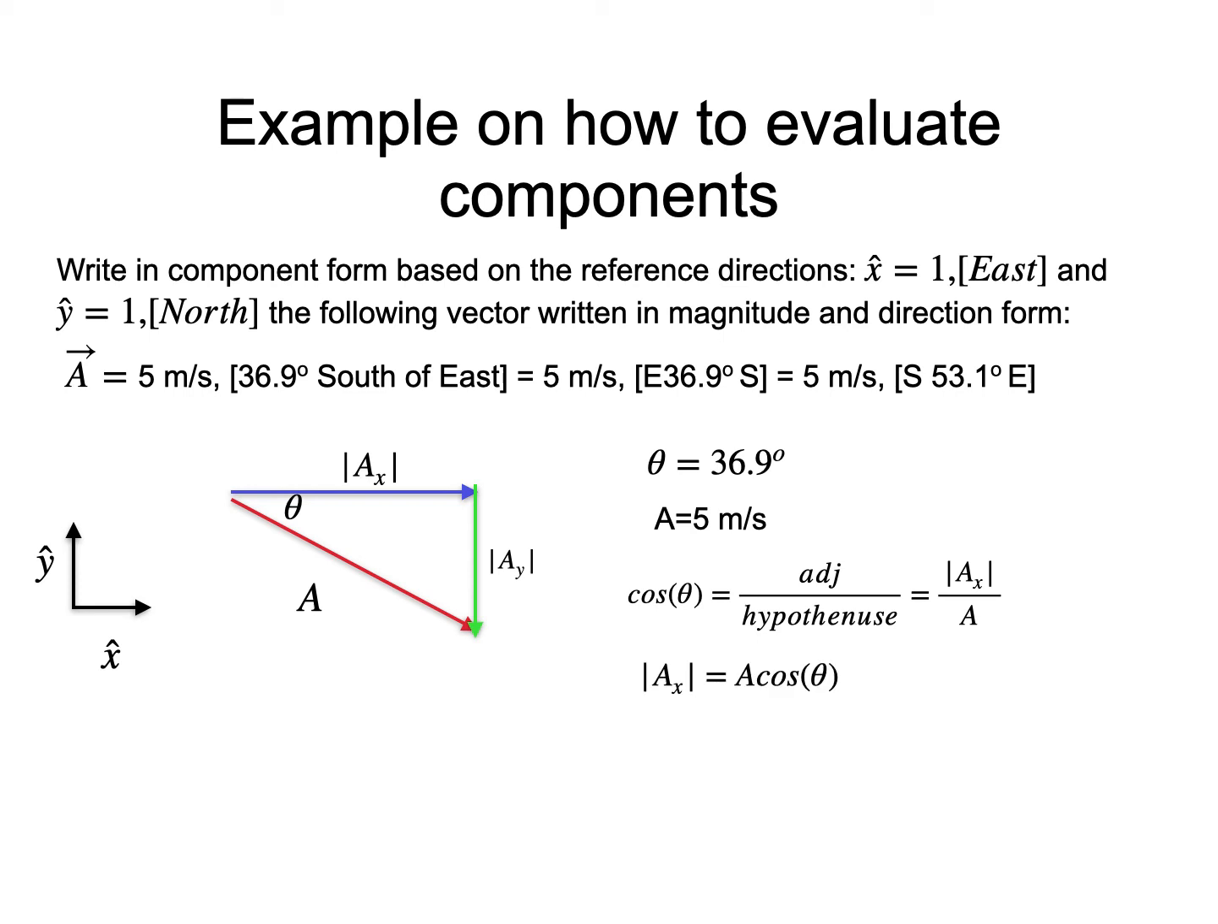To decide about whether AX is positive or negative, you need to compare the direction of the blue vector to the direction of x hat. They are both eastward, so the scalar needed to create the blue vector will have to be positive, which means that AX equals the absolute value of AX. Using that last piece of information, we can write AX equals A times cos theta. Substituting the numerical values leads to a value of 4 meters per second for the x component of vector A.